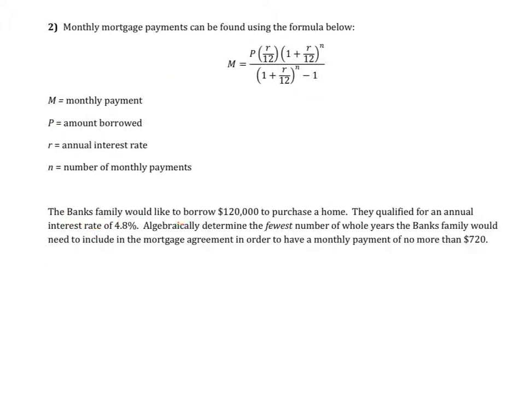The Banks family would like to borrow $120,000 to purchase a home. They qualify for an annual interest rate of 4.8%. Algebraically determine the fewest number of whole years the Banks family would need to include in the mortgage agreement in order to have a monthly payment of no more than $720. All right, so let's get our players listed.